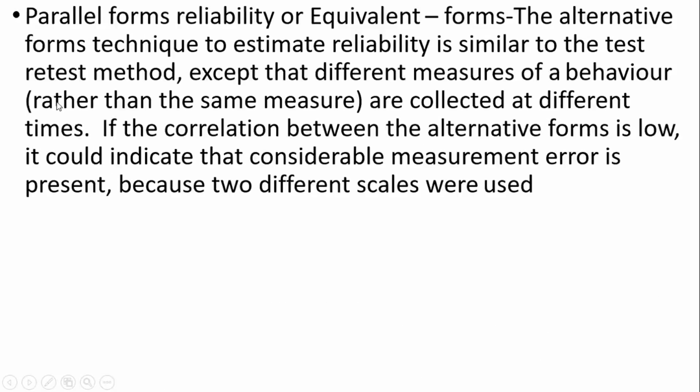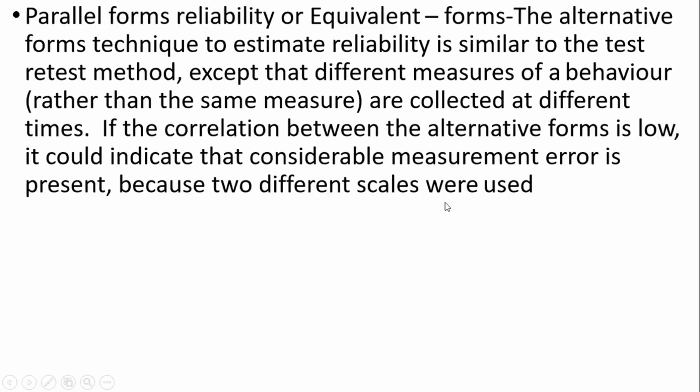Then the third one is parallel forms reliability or equivalent forms. The alternative forms technique to estimate reliability is similar to the test-retest method, except that different measures, rather than the same measure, are collected at different times. If the correlation between alternative forms is low, it could indicate that considerable measurement error is present because two different scales are used.